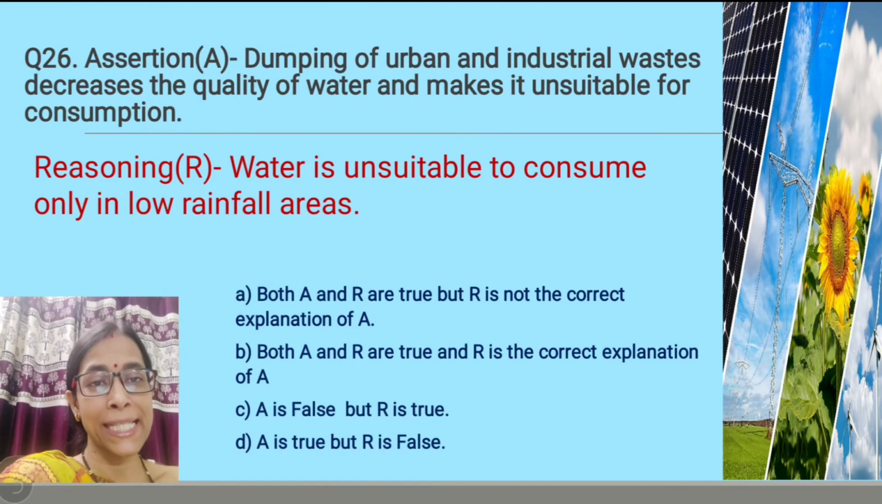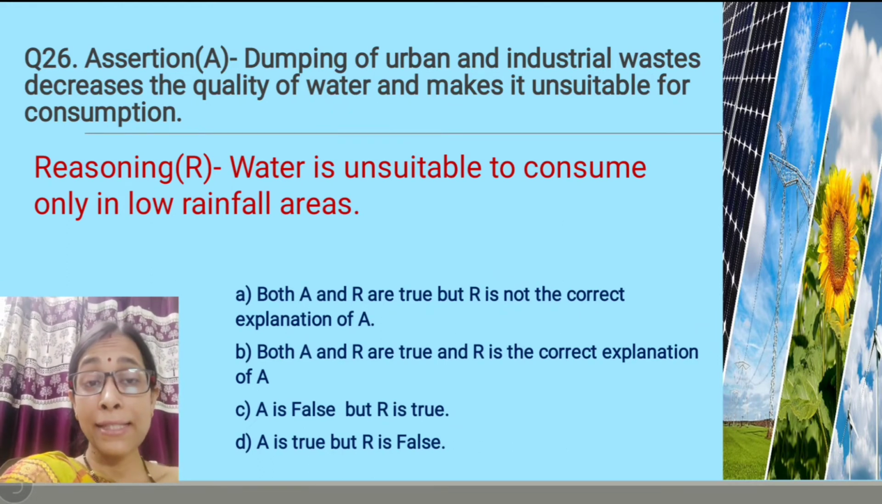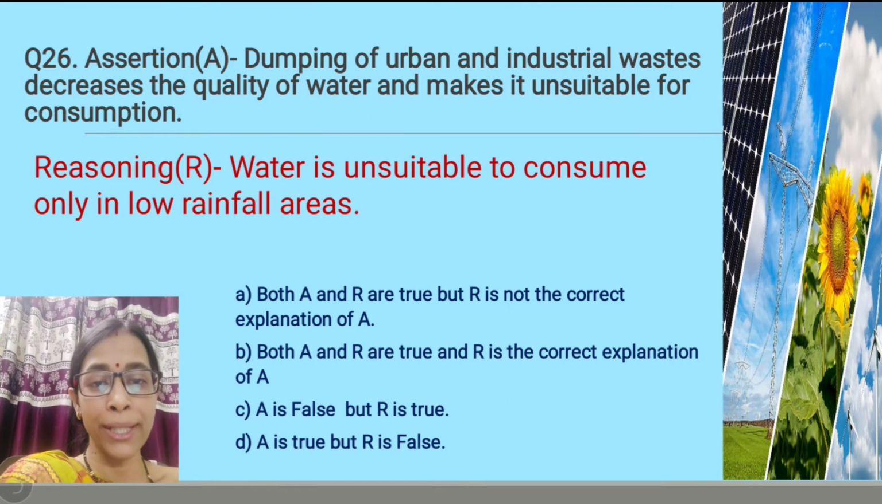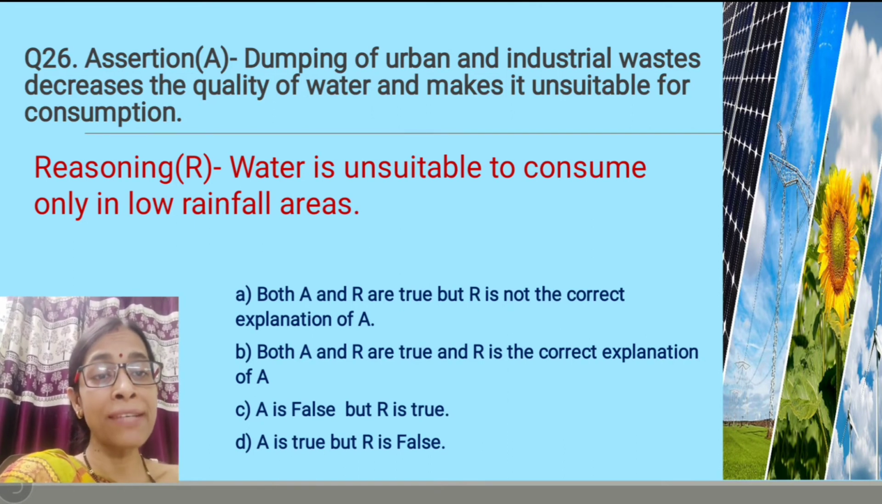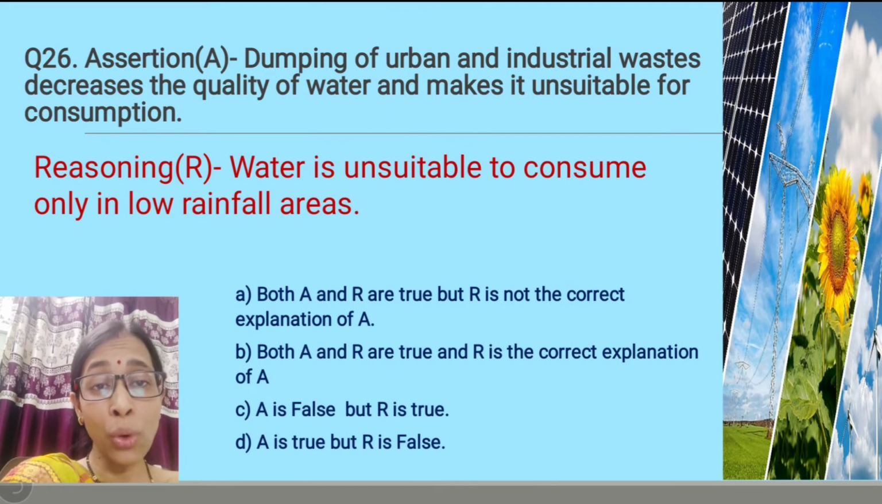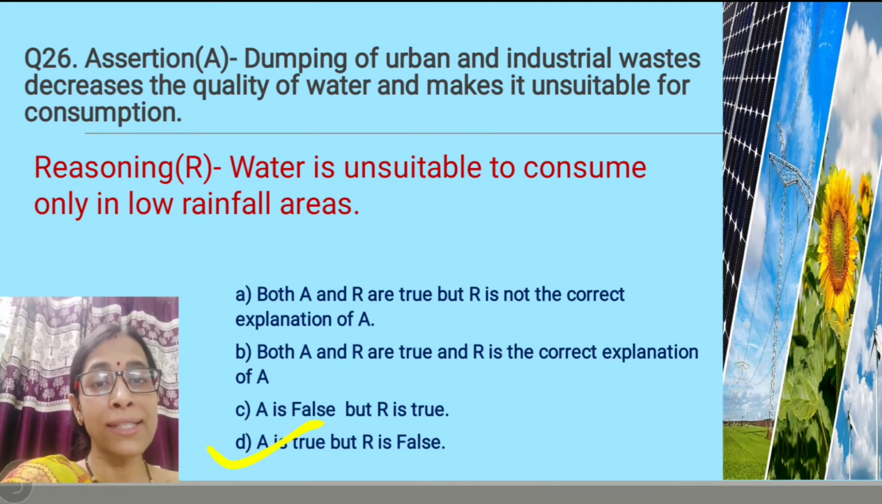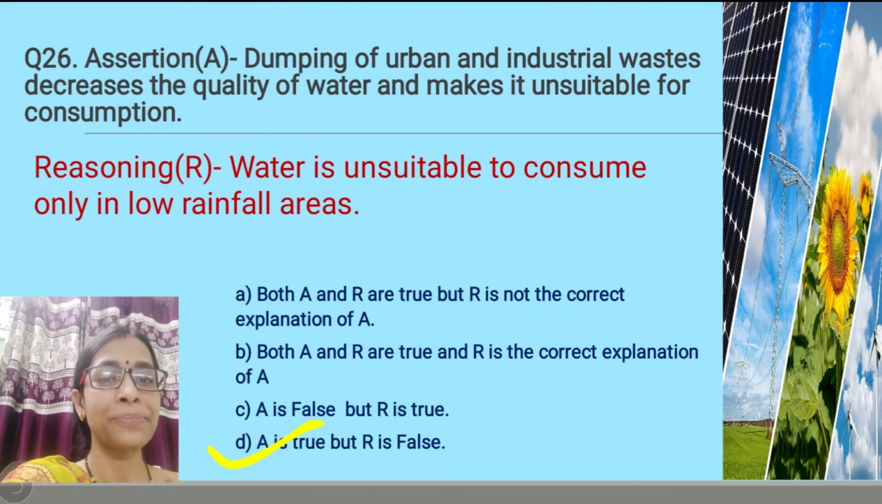Question number 26. Here assertion is given: dumping of urban and industrial waste decreases the quality of water and makes it unsuitable for consumption. This is very correct. When we dump the untreated industrial waste or urban waste, the quality of water gets affected and it becomes unsuitable for consumption. And reasoning is given: water is suitable to consume only in low rainfall areas. It is not at all true. So here the correct answer is option number D. A is very correct, but R is false.